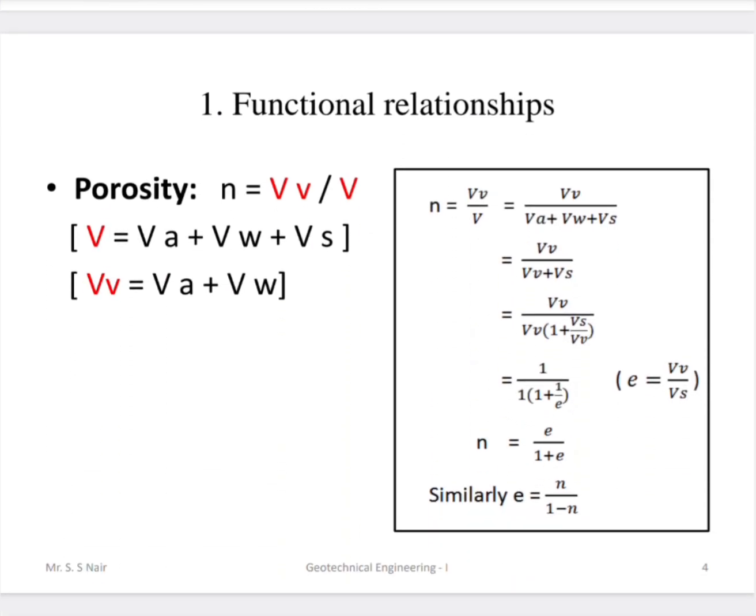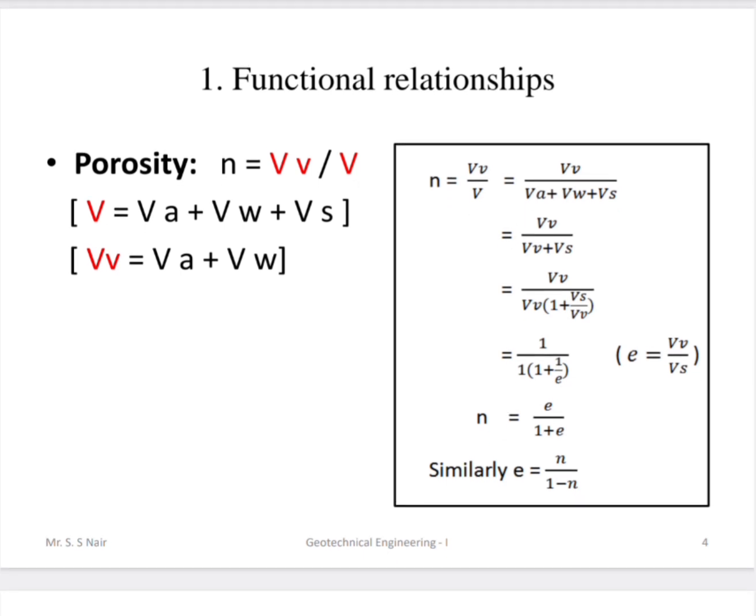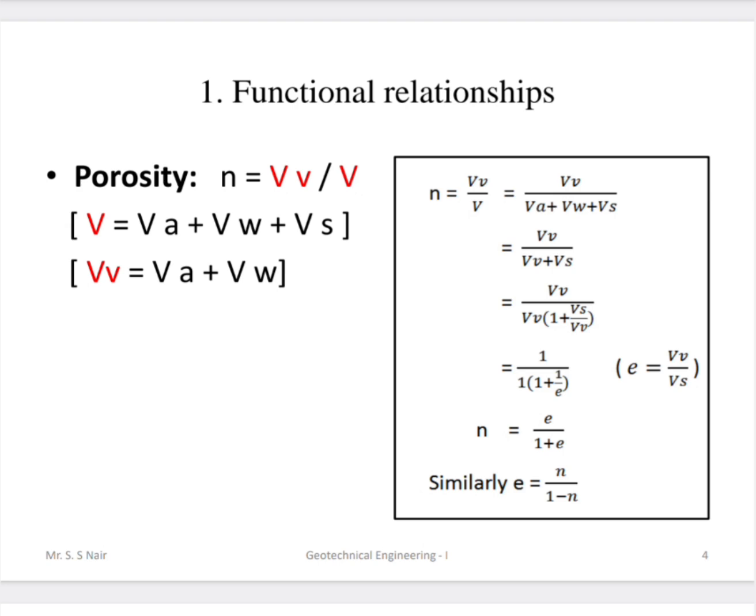Relationship between the porosity and void ratio. We all know the porosity definition: volume of void to the total volume. Now what is total volume? Volume of air plus volume of water plus volume of solid. And we also know volume of void, that means volume of air plus volume of water.